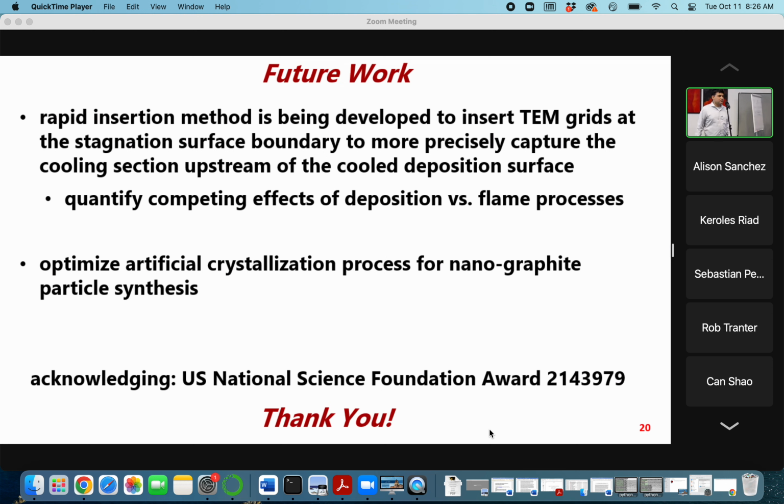Congratulations on this very nice and meticulous work. My question is related to how well do you know that the temperature of the soot particles represents the temperature of the gas phase in a flame?